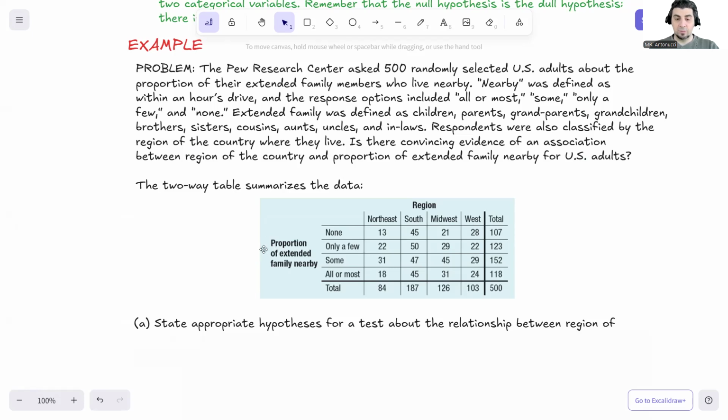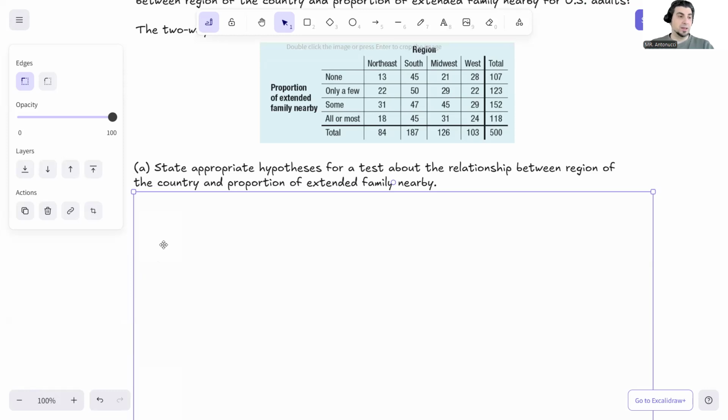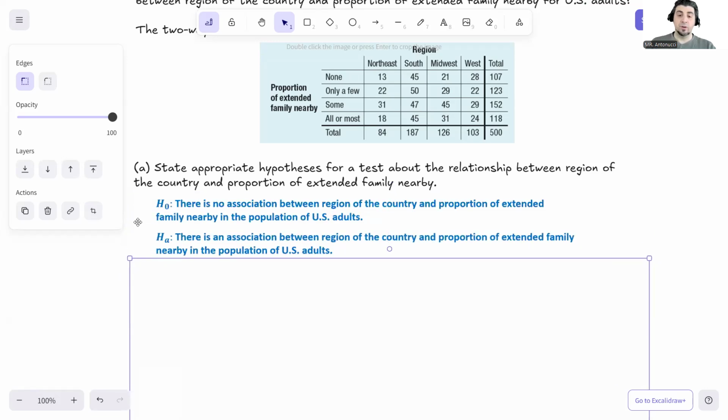We have the two variables, proportion of extended family nearby and region. And here's a two-way table, the results with the row totals and the column totals. So we want to state the appropriate hypothesis for a test about the relationship between region of the country and proportion of extended family nearby. So here's how we would state this. The null would be there is no association between region of the country and proportion of extended family nearby in the population of U.S. adults.